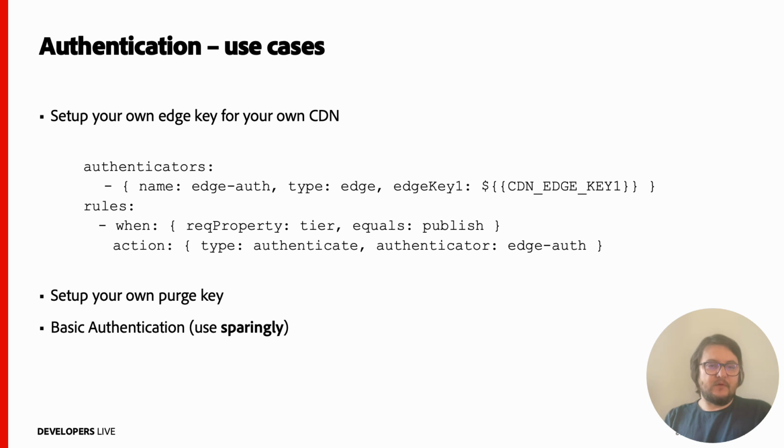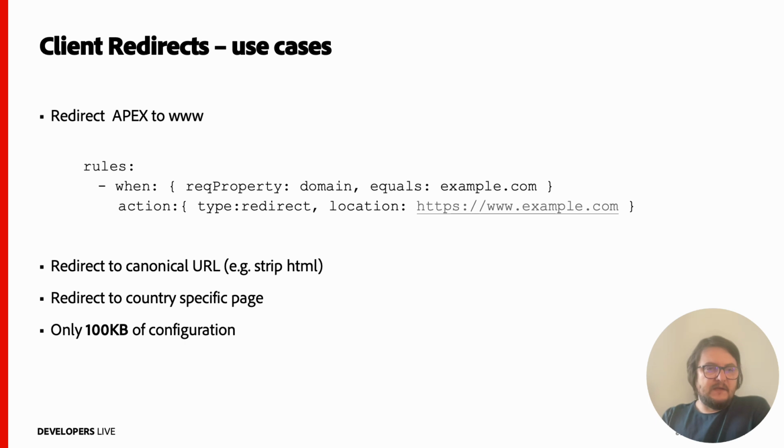Also, you can set up your own purge key to do purge requests, and there is support for basic authentication that is mostly recommended for pre-live environments or lower environments, but should not be used as a full-fledged authentication mechanism. After the traffic is allowed or blocked, credentials are checked, you can decide whether this is a request that has to be redirected, and that can be done with redirect rules.